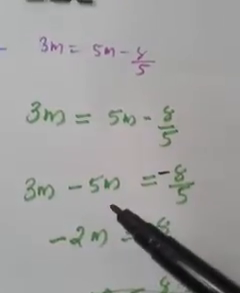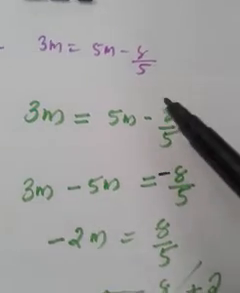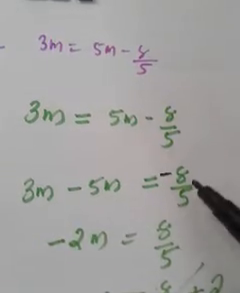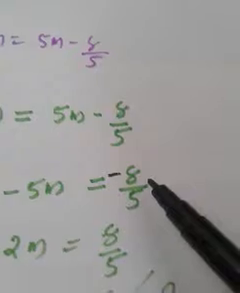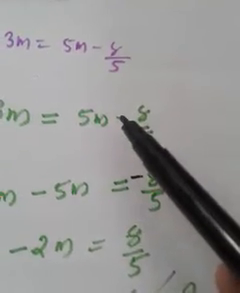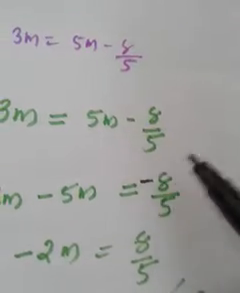3m minus 5m, that is okay. But when you write the RHS, 8 by 5 is remaining on the RHS side. So we wrote 8 by 5. But you are supposed to write the sign. With the sign you are supposed to write. So minus 8 by 5.